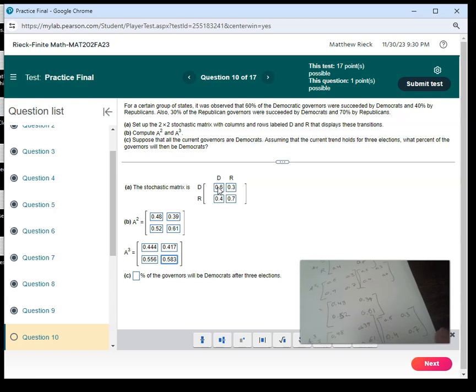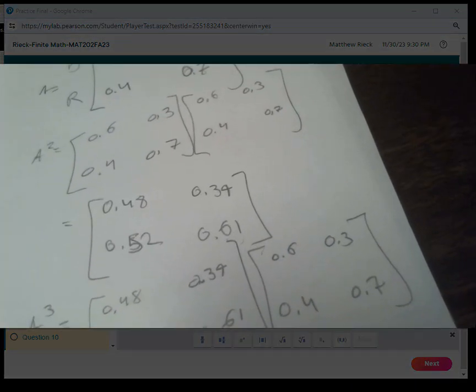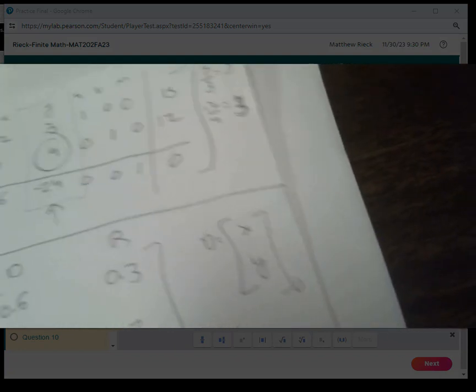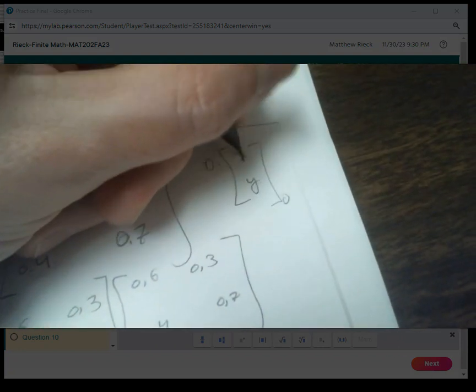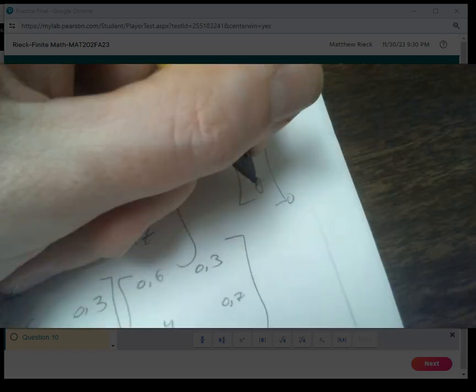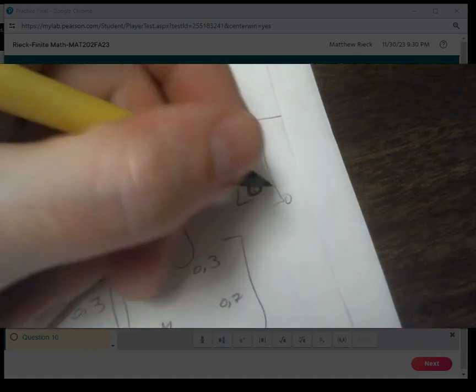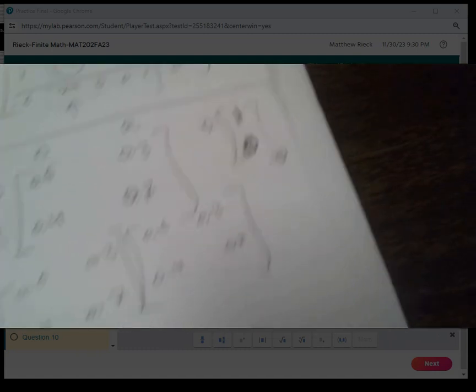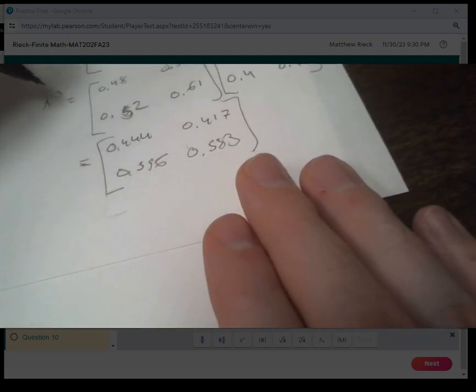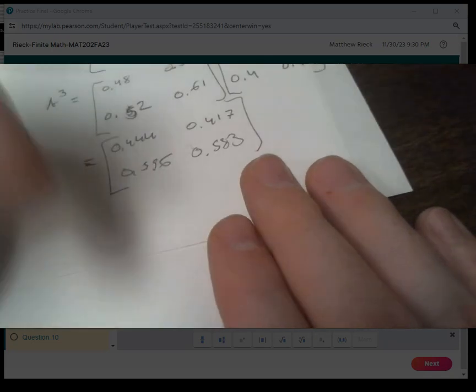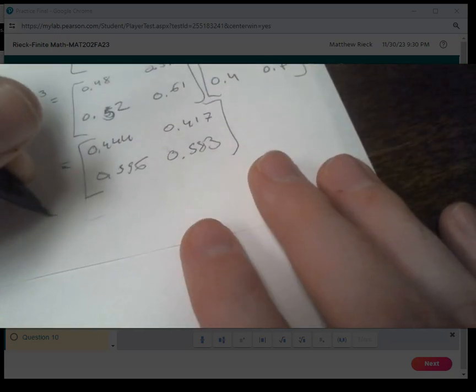All right, so suppose all the current governors are Democrats. Assuming that the current trend holds after 3 elections, what percentage will be Democrats? Right now our initial distribution is 100% Democrats, so we have 1, and 0% Republicans. Then to find after 3 iterations, we take A to the third times that initial distribution.